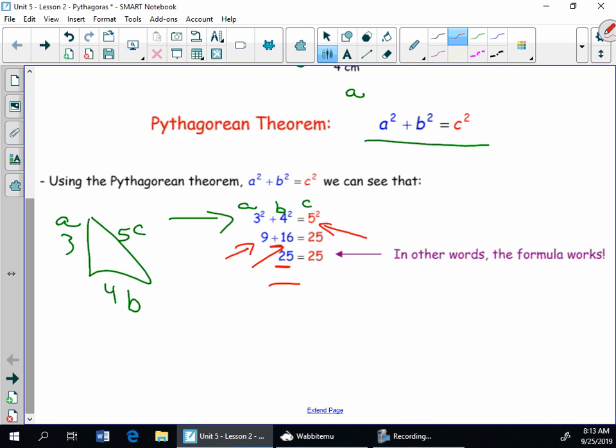Now, why is this relationship really useful? Well, if I know any two of the three sides, I can always figure out the third side. And I can do that using my idea of algebra. Numbers on one side, letters on the other. And that's going to be our big objective today. So let's give this a try.